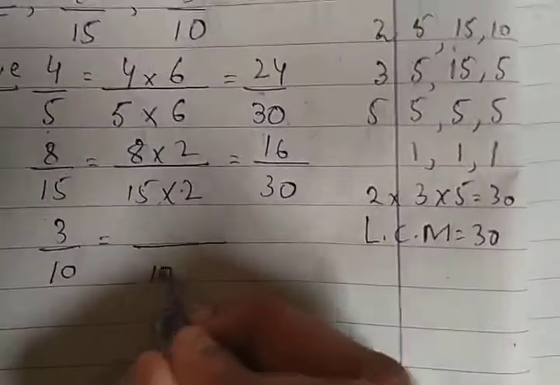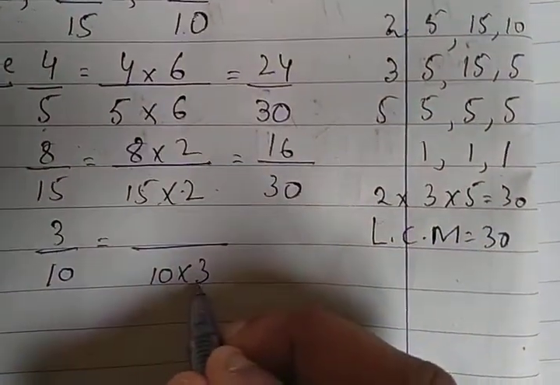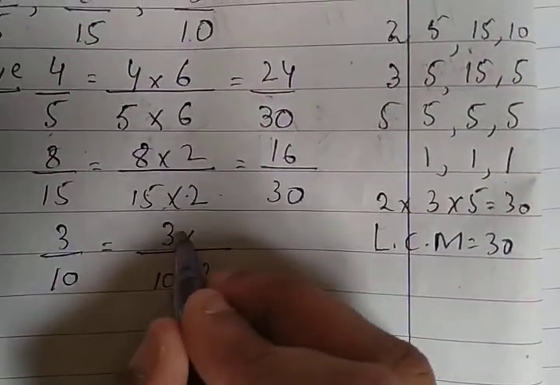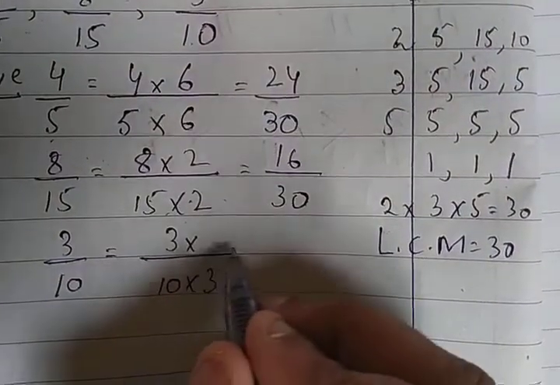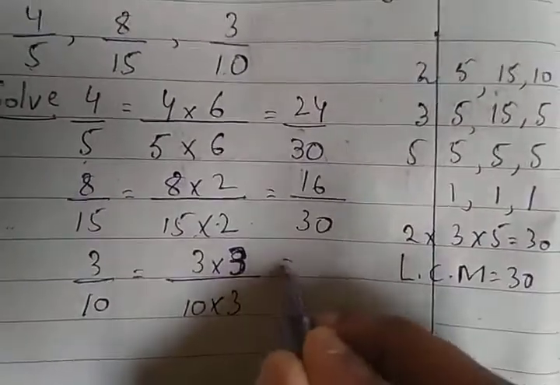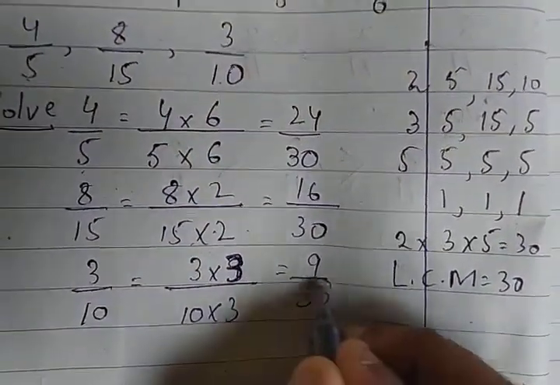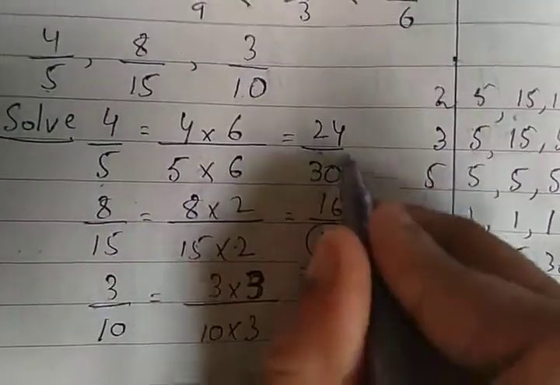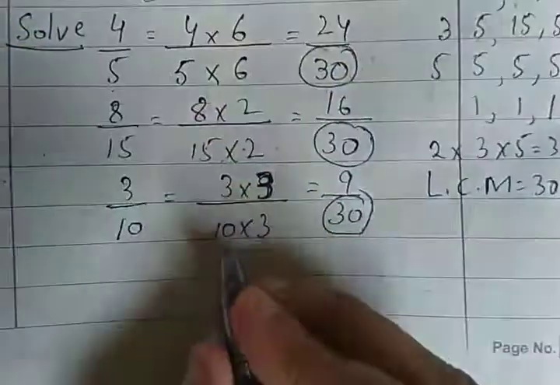Read the table of 10 until you get 30. 10 3s are 30. If you multiply the denominator by 3, you have to multiply the numerator also by 3. 3 3s are 9, 10 3s are 30. All the denominators are the same. See this. So you have to arrange in ascending order.